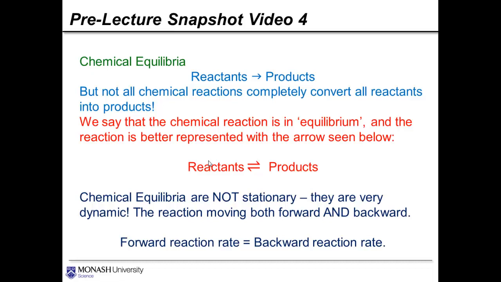Chemical equilibria are not stationary, they're very dynamic. The reaction is moving both forward and backward. The point is, the forward reaction rate at equilibrium equals the backward reaction rate. And so the concentration of your reactants and products stops changing.